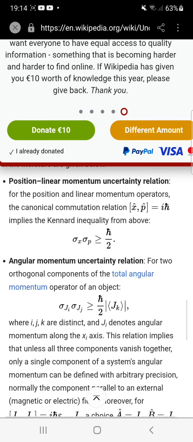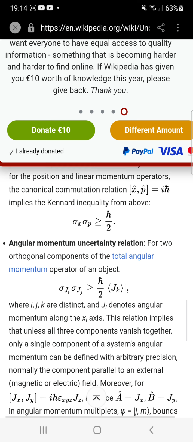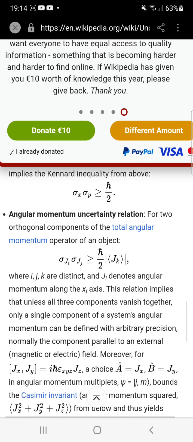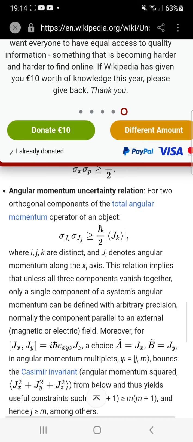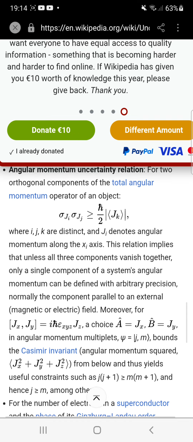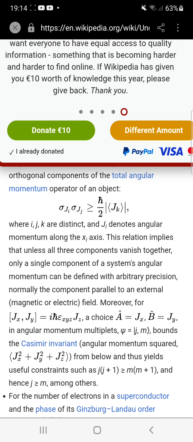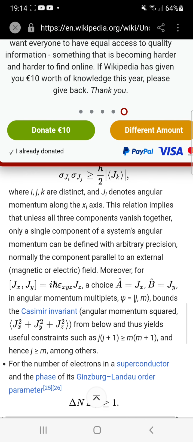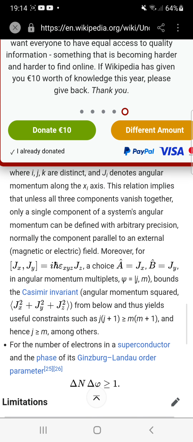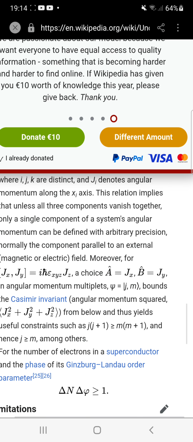The canonical commutation relation x hat, p hat equals i h implies the canonical inequality from above: sigma x times sigma p is greater than or equal to h divided by 2. Angular momentum uncertainty relation for two orthogonal components of a total angular momentum operator of an object: sigma j i times sigma j j is greater than or equal to h divided by 2 times the expectation of j k, where i, j, k are distinct and j i denotes angular momentum along the corresponding axis.